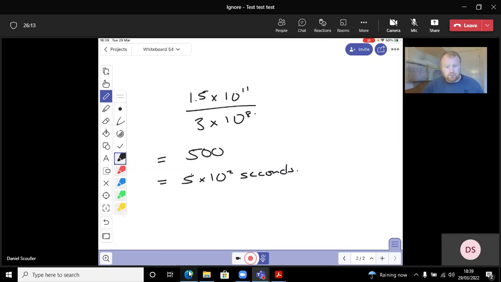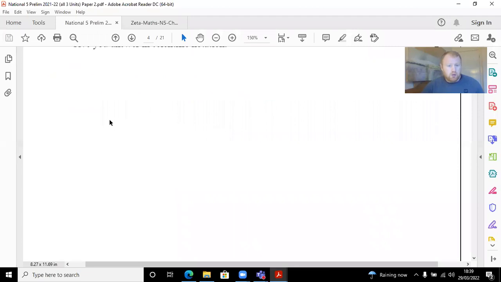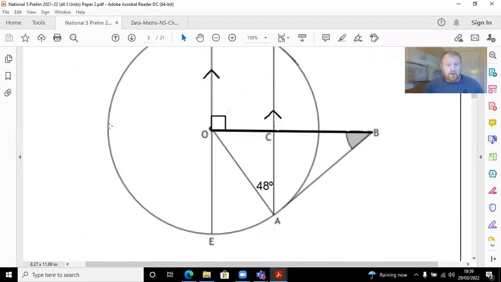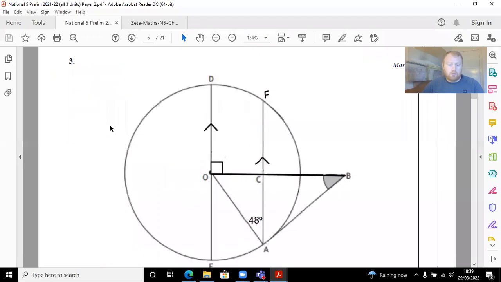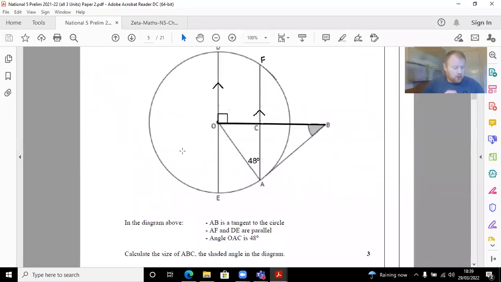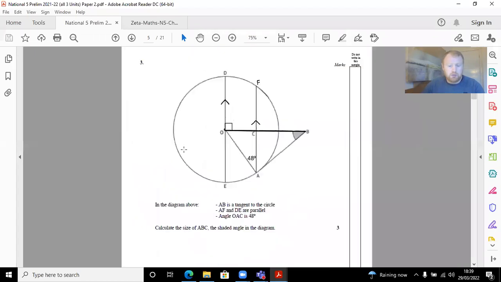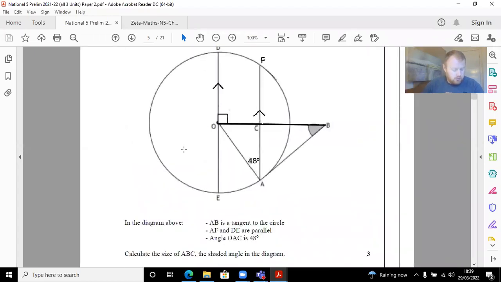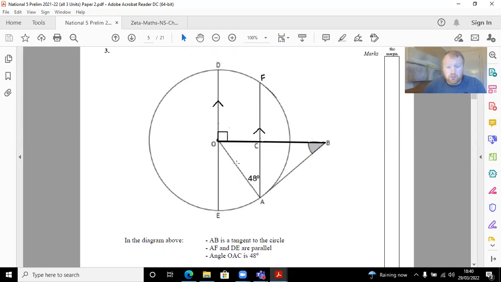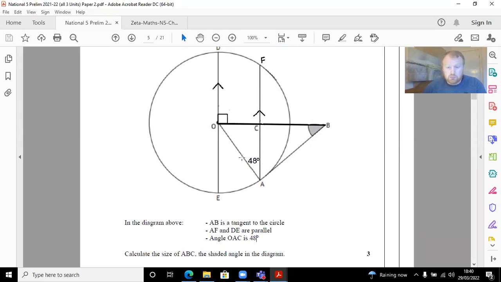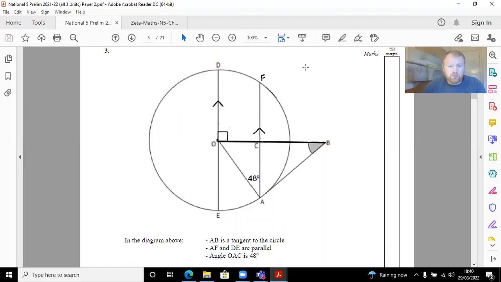Okay, so no, not that one. Question 3, the circle and angles question. I must have an old one. That was actually 42 in the test, so they changed it. Okay, let's go through the rules that we've got in front of us, and the lines that we've got in front of us.